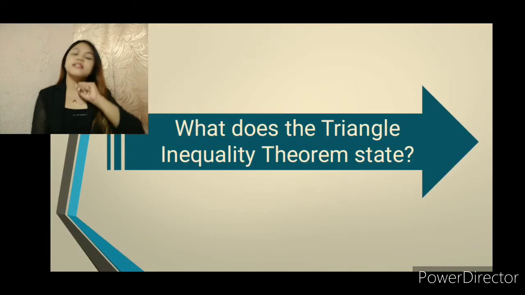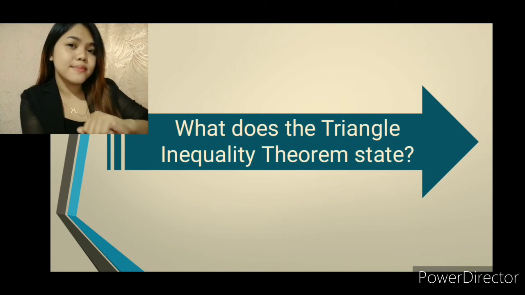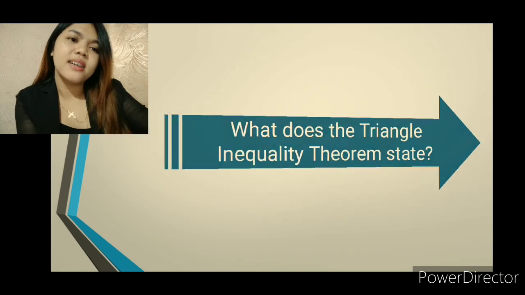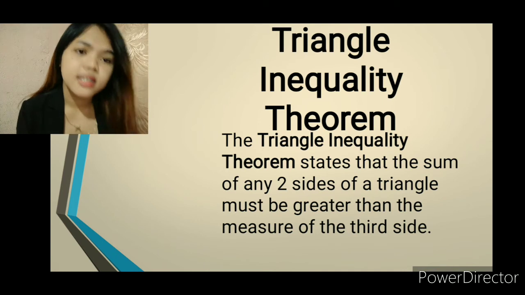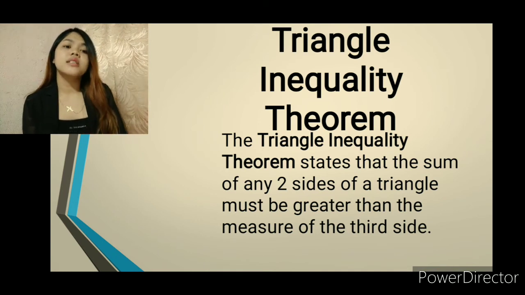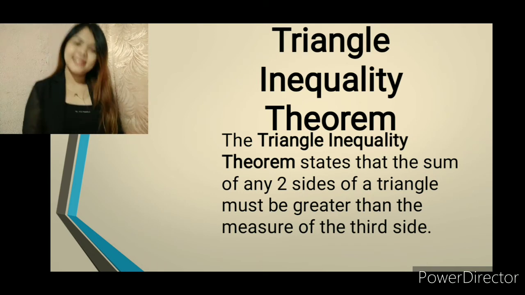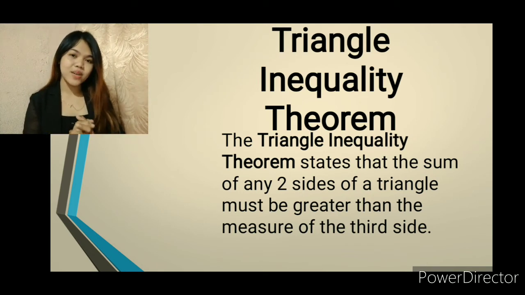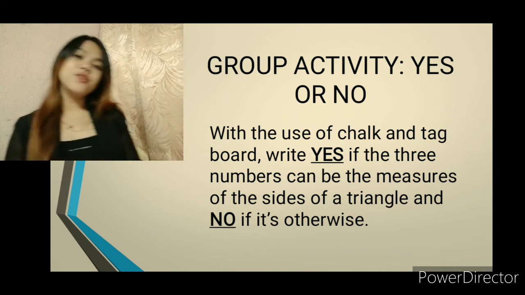Again, class, in summary, what does the triangle inequality theorem state? The triangle inequality theorem states that the sum of any two sides of a triangle must be greater than the measure of the third side. Yes, is that clear, everyone? Any questions? Okay.